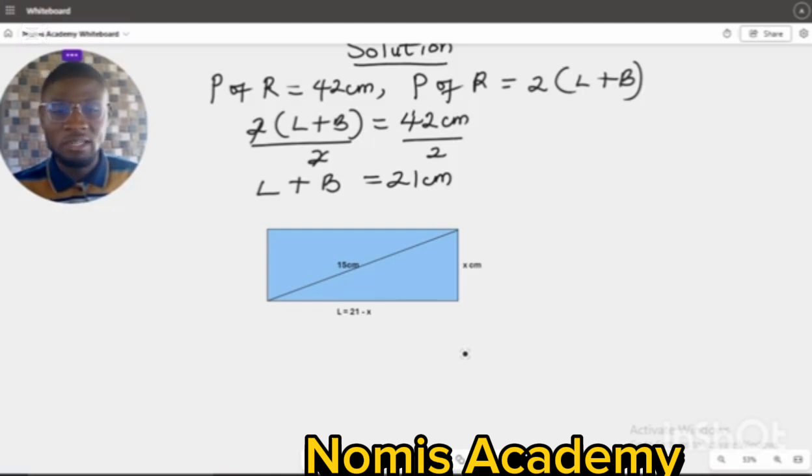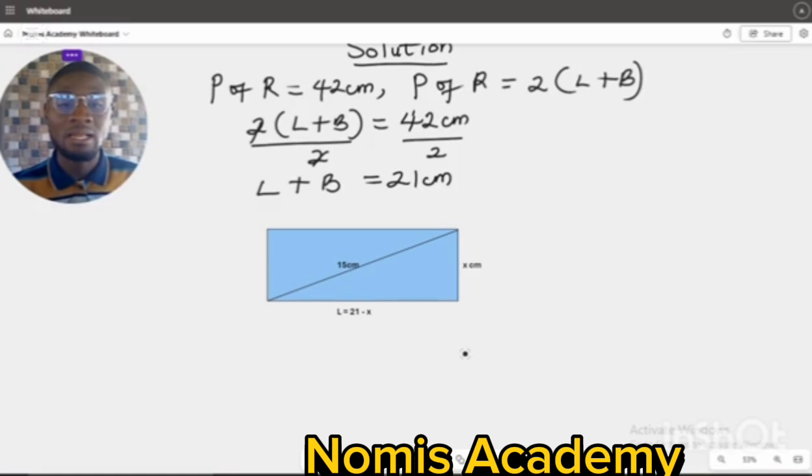Meanwhile, for the length of the rectangle, since we know that the sum of the length and the breadth is 21 centimeters, that means the length would be 21 minus the width. So do you get this? L equals 21 minus x. If the width is x, the number we are looking for, then x should be subtracted from 21, and then we are going to have the length. That means the length is L equals 21 minus x, right? While the breadth is x.